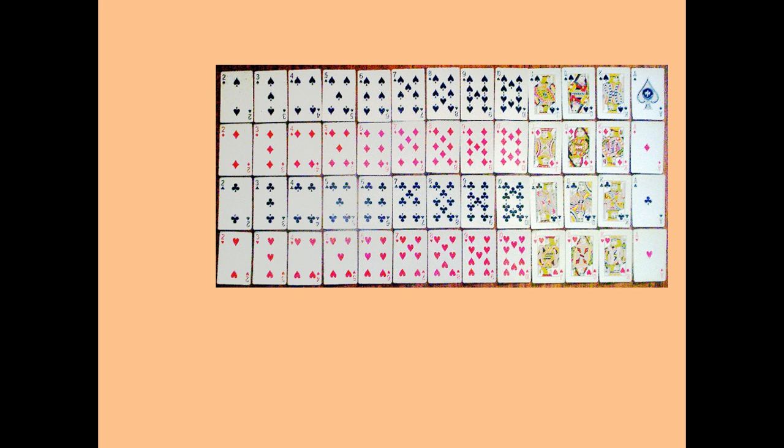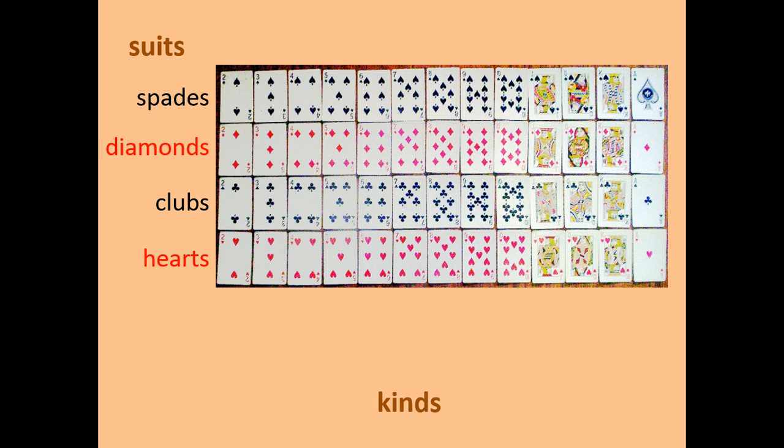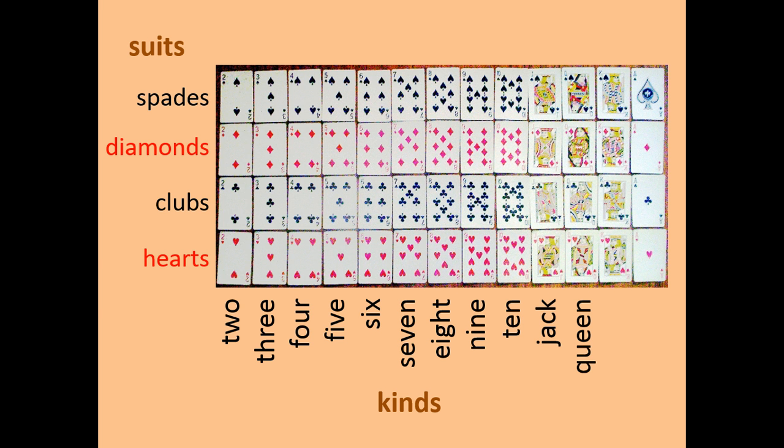Now, a lot of probability experiments have to do with cards. So let's think about a deck of cards. A standard deck of cards has 52 cards in it. It has 4 suits. The suits are the spades, the diamonds, the clubs, and the hearts. And it has kinds of cards. The kinds of cards would be the 2, the 3, the 4, the 5, the 6, the 7, the 8, the 9, 10, Jack, Queen, King, and Ace. So there are 13 kinds of cards in the deck.